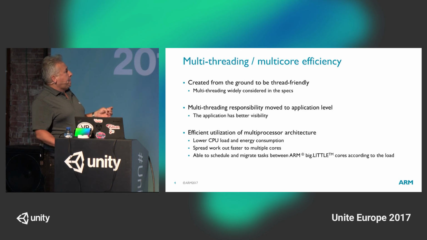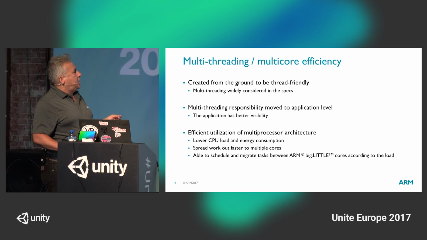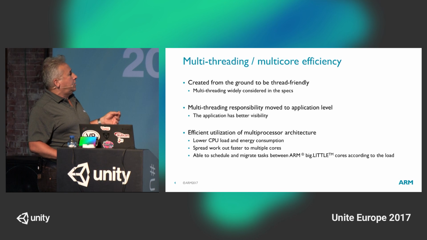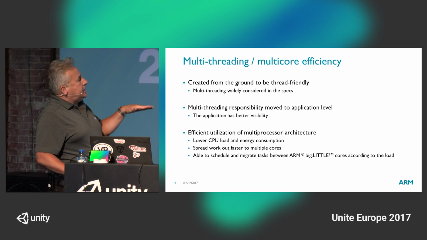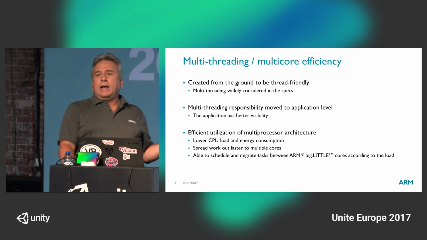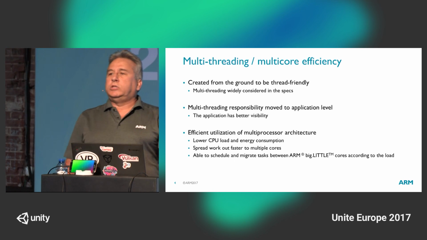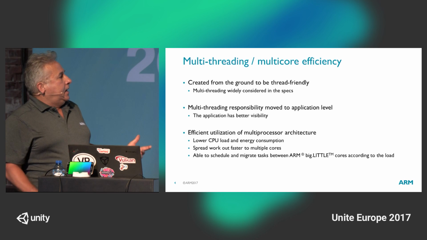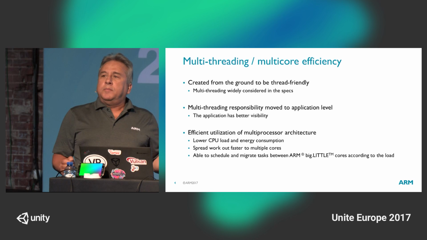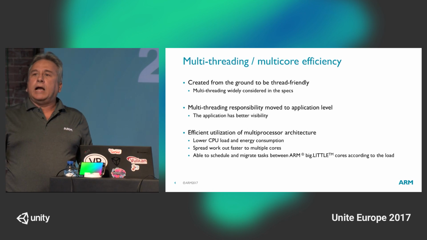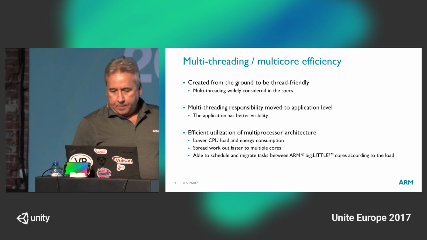So thanks to this, we get lower CPU load and less energy consumption. In this, the multi-threading plays a key role by allowing the CPU to go to sleep faster, since it can spread the work out to multiple cores. Additionally, ARM processors are able to schedule and migrate tasks between little and big cores according to the load, achieving in this way an optimal energy balance.